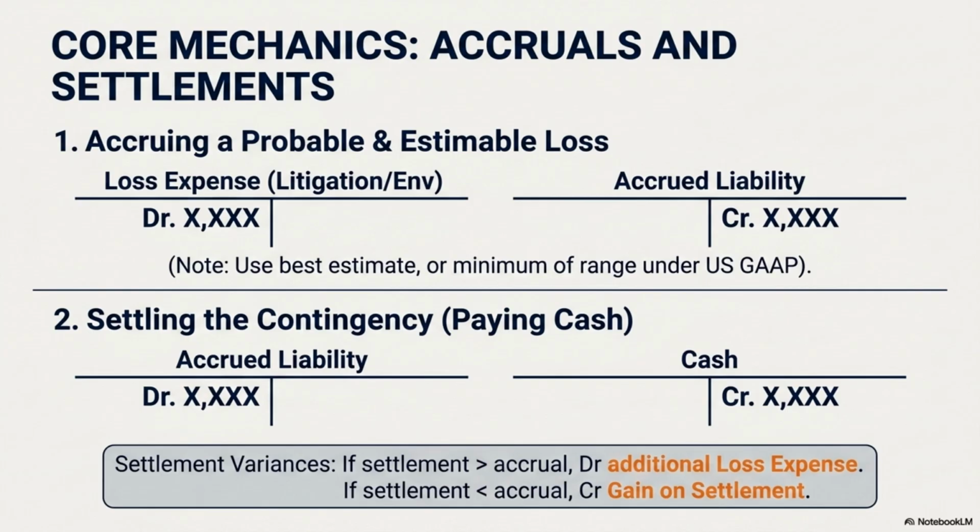Changes in estimates are always recognized in the current period. You never restate a prior period because a contingency settled for more or less than you expected. That prospective treatment rule applies every time an estimate changes, and it applies here too.